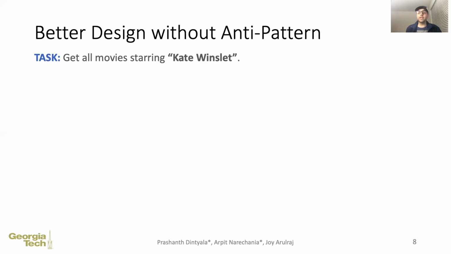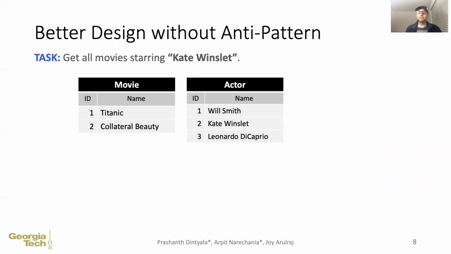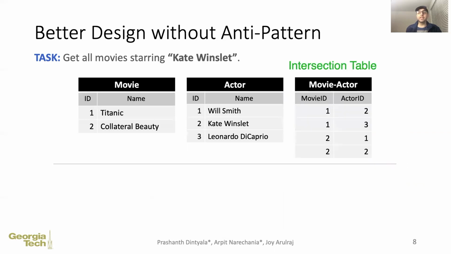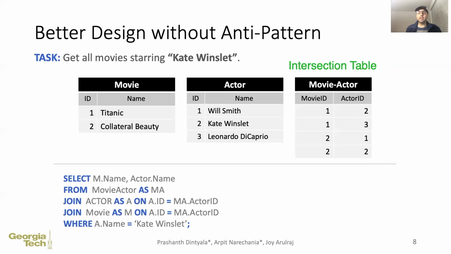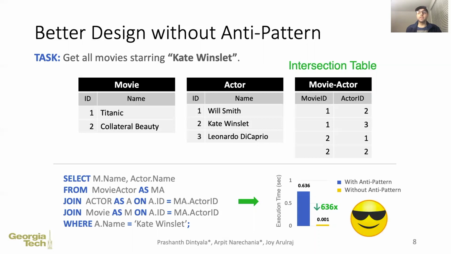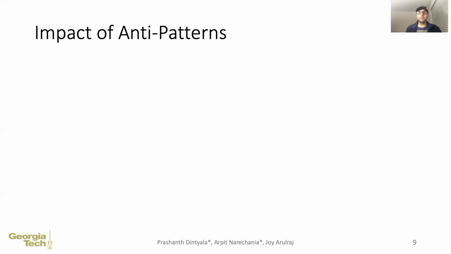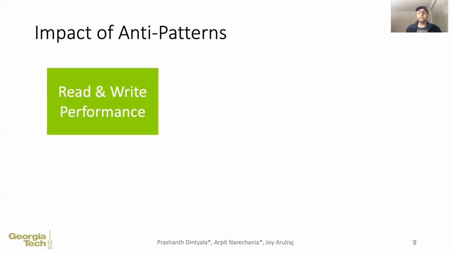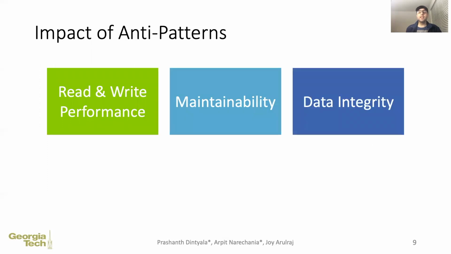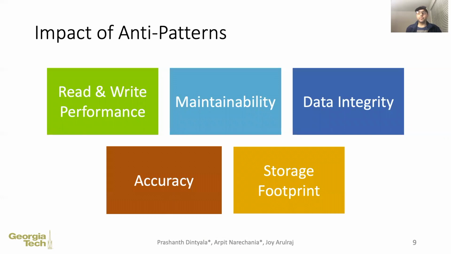Now, let us look at an alternate design that fixes this anti-pattern. Similar to the previous design, we have the movie and actor tables. However, instead of using a comma-separated list, we represent the many-to-many relationship using an intersection table. If we perform the same task with the new schema, the query complexity reduces, allowing the DBMS to perform join optimizations. Performance-wise, this query executes 636 times faster on a dataset with 10 million records. As we illustrated in the case study, an anti-pattern can negatively impact the performance of the application. Besides performance, anti-patterns can also affect the maintainability, data integrity, accuracy, and storage footprint of the application.